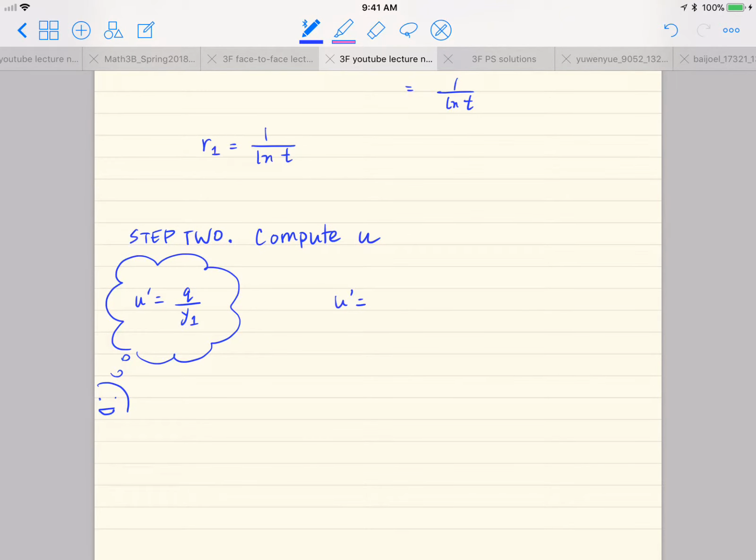So e to the t over natural log of t is q, and then that is divided by y1. But what is our y1? Our y1 is r1. Copy, paste.